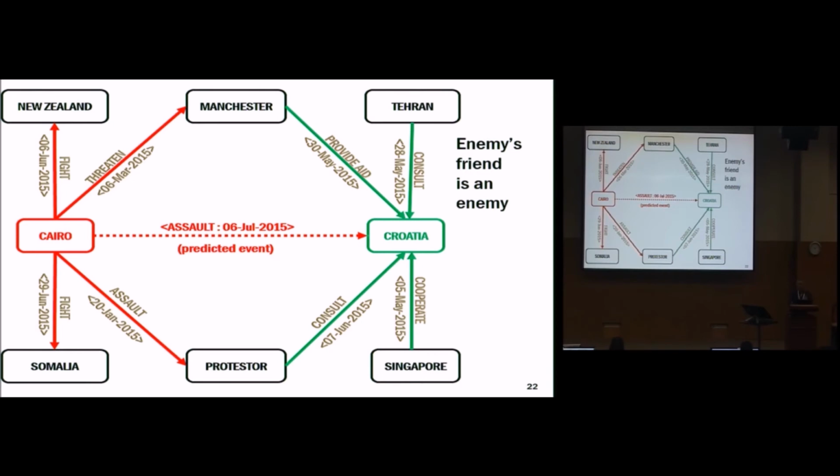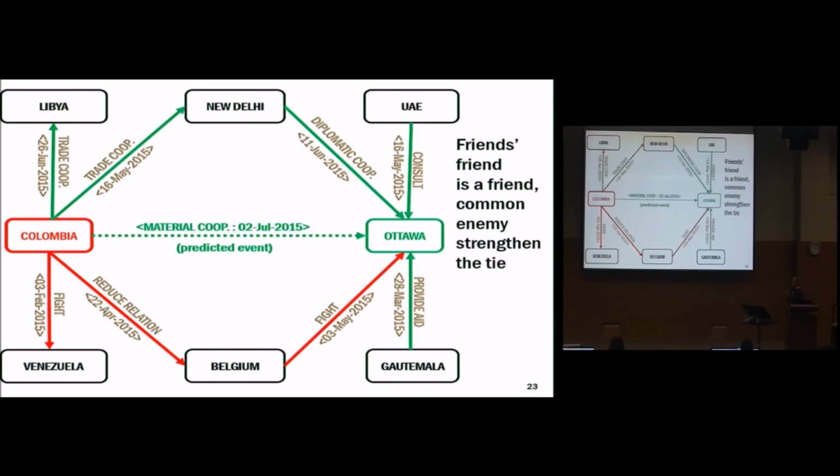The same embedding approach and the same set of parameters is actually able to make predictions for other types of patterns as well. This is another pattern where this embedding approach is also making accurate predictions. Again, the event to focus on is the middle one, where Columbia has some kind of cooperation with Ottawa on July the 2nd, and it's also predicted very accurately by these algorithms.